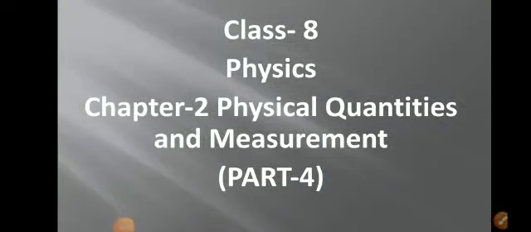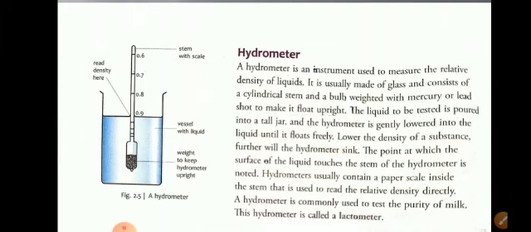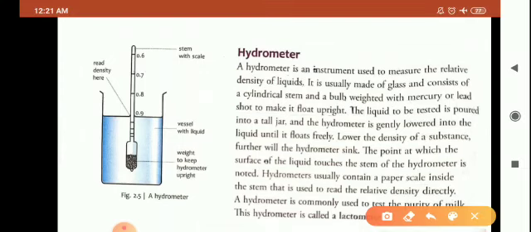Today again we are going to continue the same chapter, that is chapter 2, physical quantities and measurement, part 4. Now our very first topic, children, is the hydrometer.